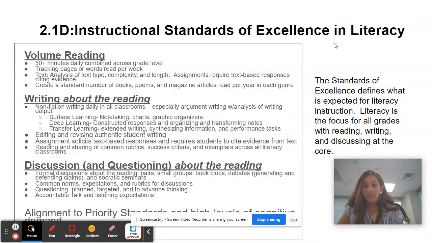Instructional standards of excellence in literacy is something that we put a lot of focus on. We want to make sure that there's a common language understanding of the different values and components of literacy instruction, talking about the volume of reading, writing about the reading, the types of discussions and questioning happening surrounding the reading. This is important within our literacy team from not only the ELA classroom teachers, but science and social studies, where they also emphasize literacy instruction.